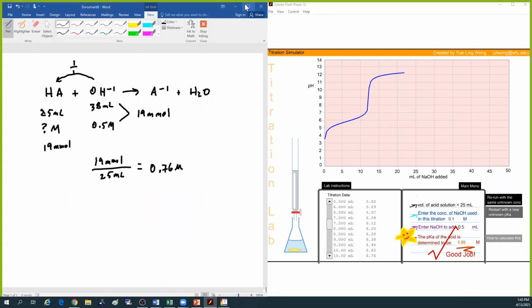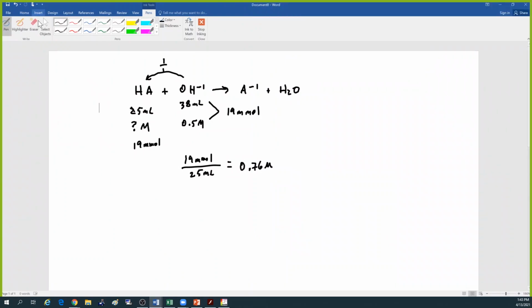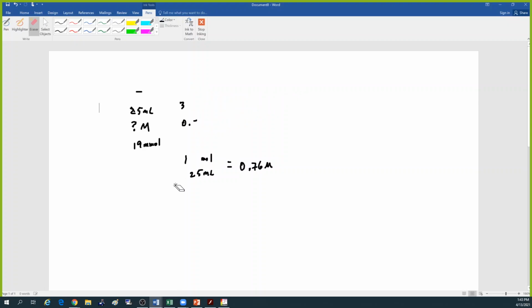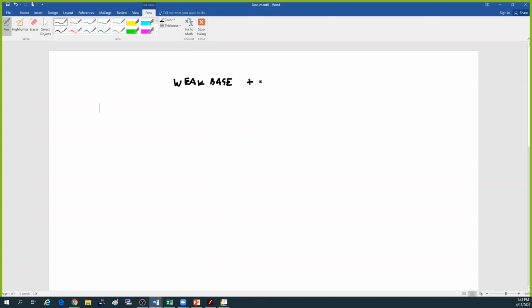All right. So last but not least, let's just really quickly sketch a weak base plus a strong acid. And again, I won't go through the calculations this time. I'll go through them next time if we need to, but I think there's some in the homework for you to try. Either way, if we're doing a weak base titrated with a strong acid, again, I'm just going to sketch it.